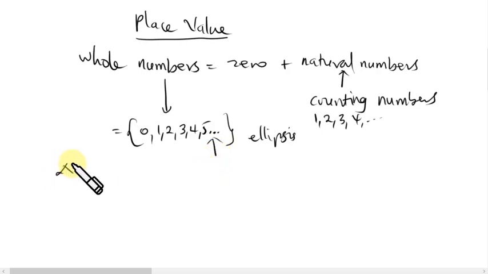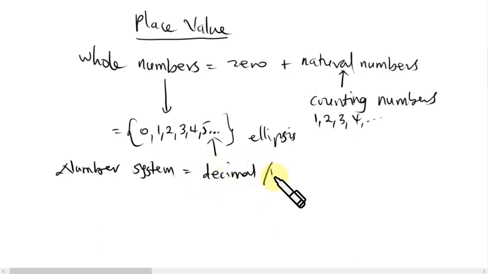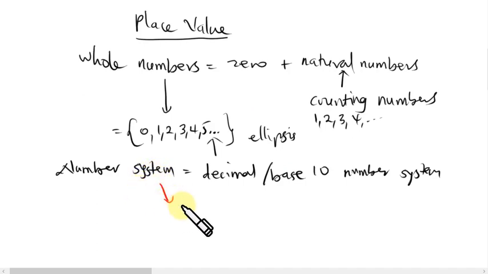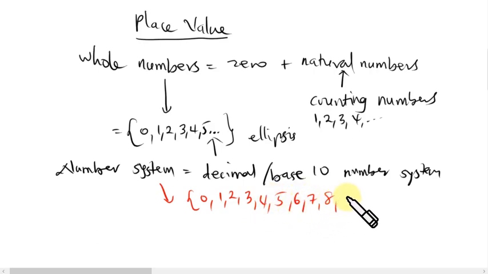Now we have what we call the number system, and the standard number system that we use, that we see often here, is what we call the decimal, or what we say the base 10 number system. So we have base 2 or the binary, we have base 8 or the octal. Now when we talk about the base 10 or the decimal number system, we use 10 digits. All right, so we have the numbers 0, 1, 2, 3, 4, 5, 6, 7, 8, and 9.